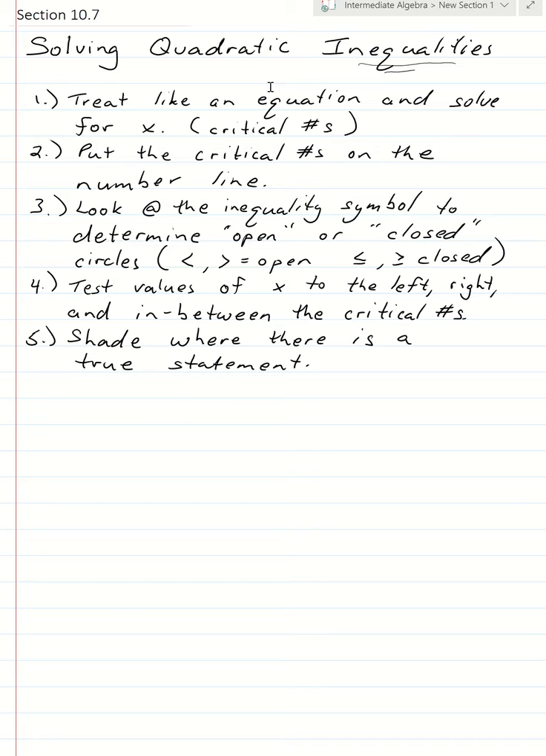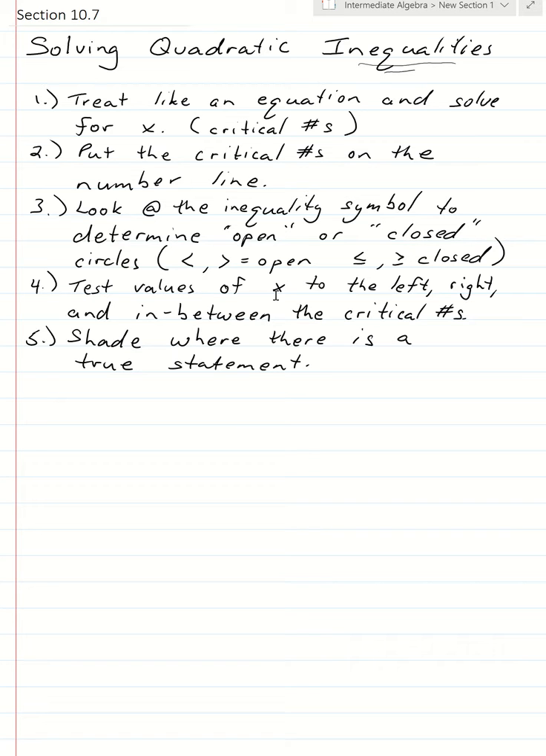After step 1, after you have solved for x, the critical numbers, in step 2 you're going to put those critical numbers, those values of x, on a number line. Then you're going to look at the inequality symbol to determine whether you're going to have open or closed circles on those critical numbers. Remember, if it's less than or greater than, you're going to use an open circle. If it's less than or equal to, or greater than or equal to, then you're going to have a closed circle, a dot, on those critical numbers.